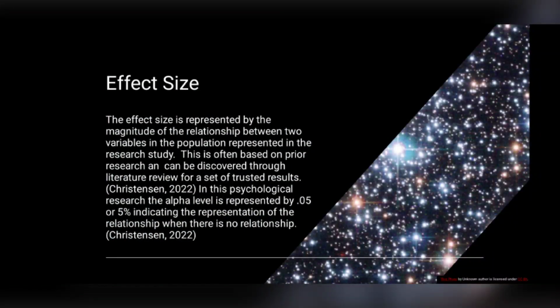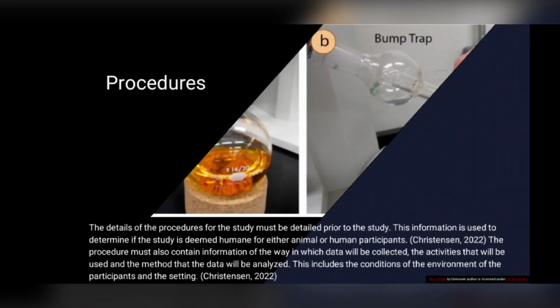The effect size is represented by the magnitude of the relationship between two variables in a population represented in the research study. The details of the procedures for the study must be detailed prior to the study. This information is used to determine if the study is deemed humane for either animal or human participants.